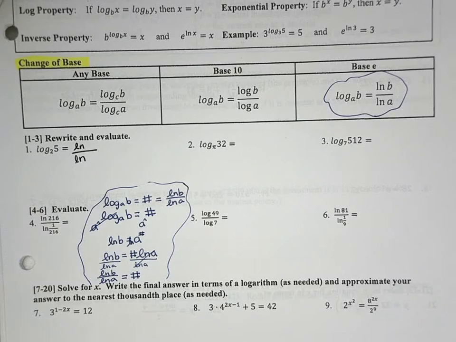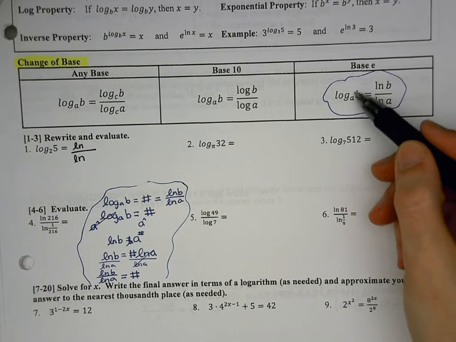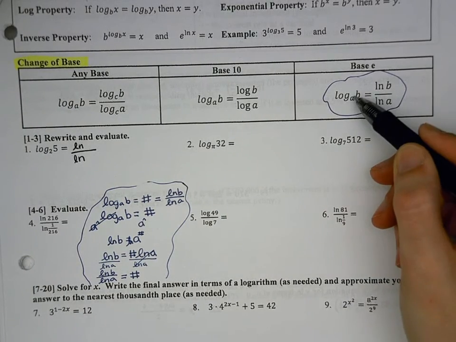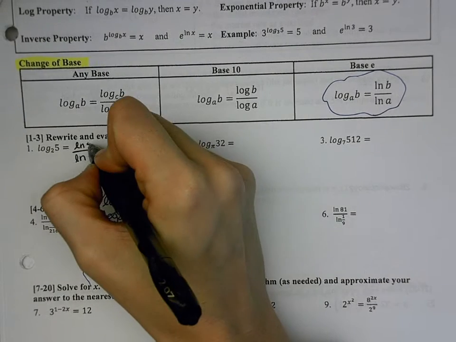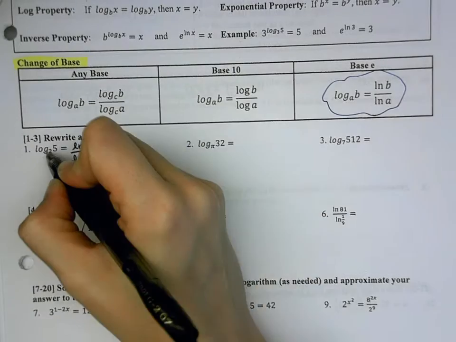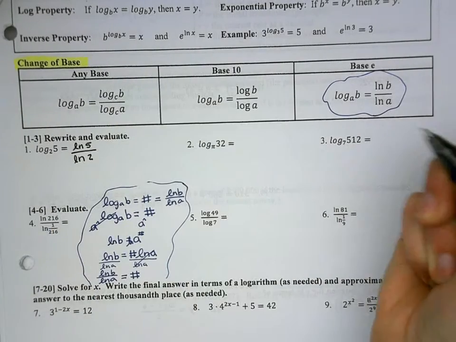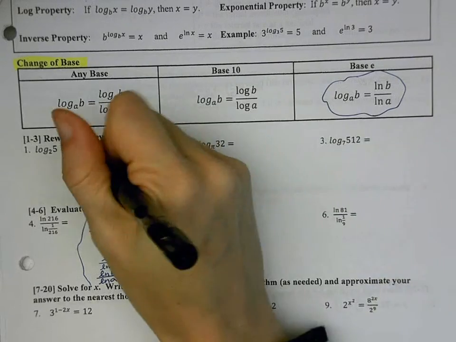Well, change of base says if I take the guts of my logarithm and put that on top, I'll be putting the original base on bottom. So in this case, this would be natural log of 5 divided by natural log of 2. And now I can evaluate this.